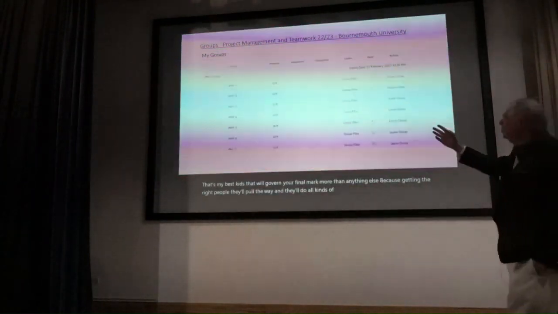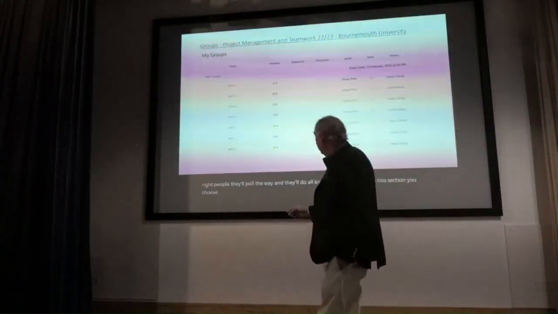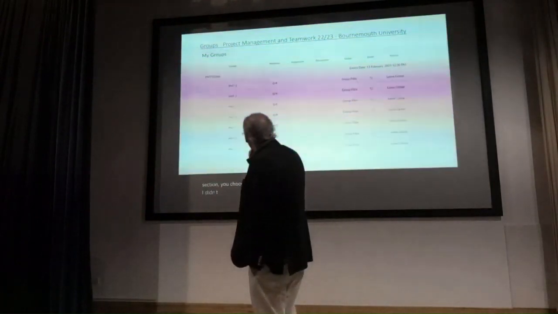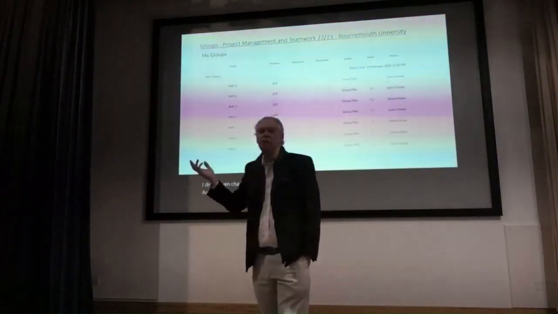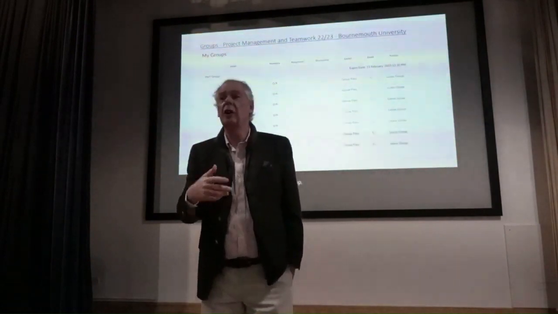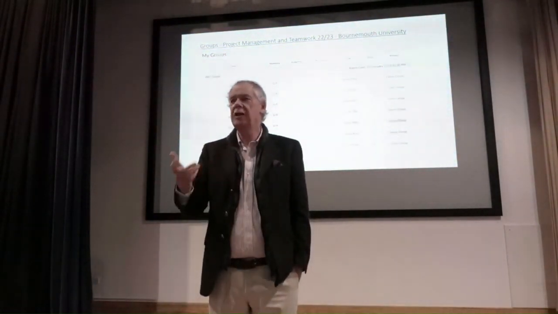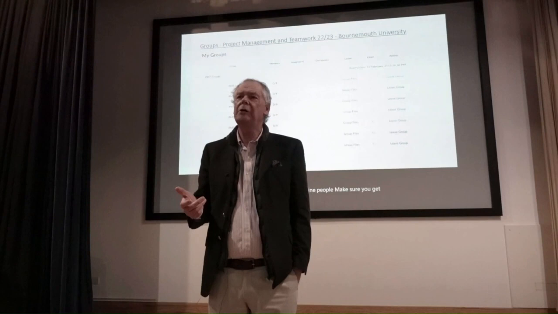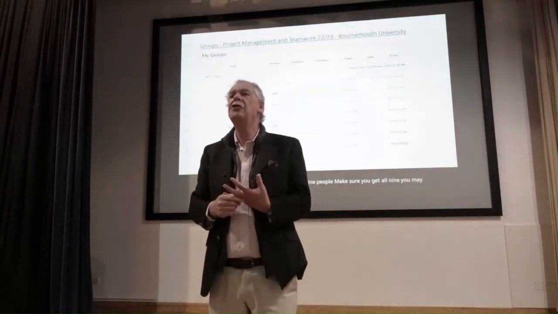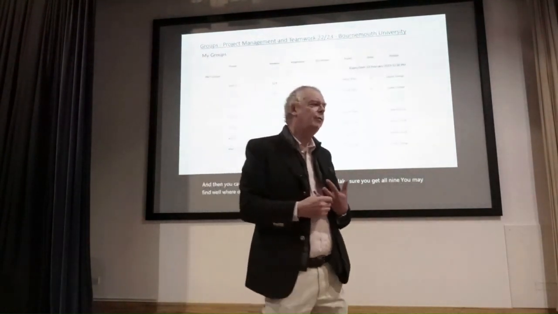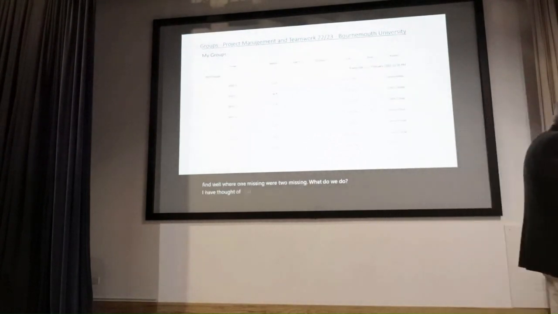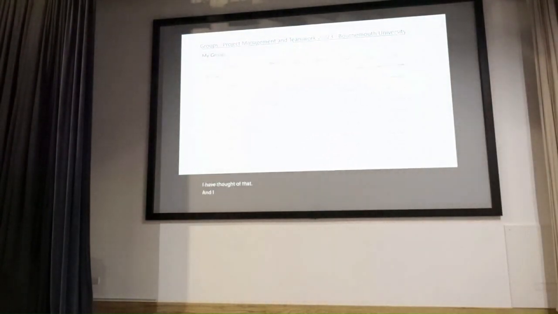You go to this section, you choose a team, and you can change the name of the group, and then you can self-enroll onto it, up to 9 people. Make sure you get all 9. You may find, well, we're 1 missing, we're 2 missing, what do we do? I have thought of that. And I have set up a discussion group.